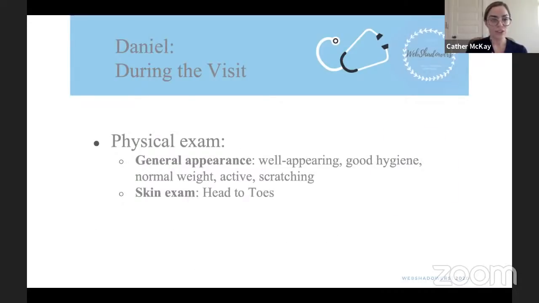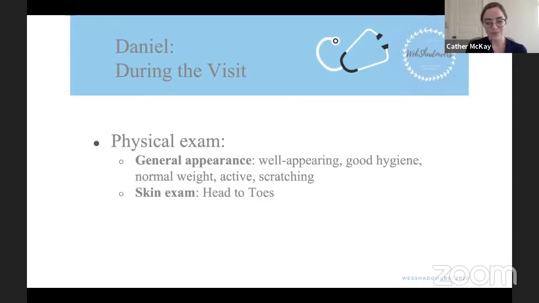Okay, so after you talk to the patient, of course the physical exam is the next thing. In general, kids don't overthink things, so you can tell a lot by just looking at them. Are they feeling okay? Are they running around? Are they active? When they don't feel good, they're not good at hiding it. So in general, Daniel, you see he looks good. He has good hygiene. Looks like a normal weight for a 4-year-old. He is active and he's actively scratching. So I always try to take note of that.